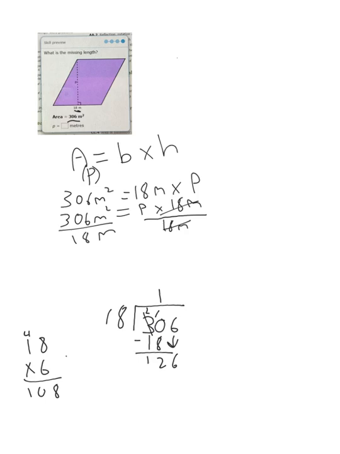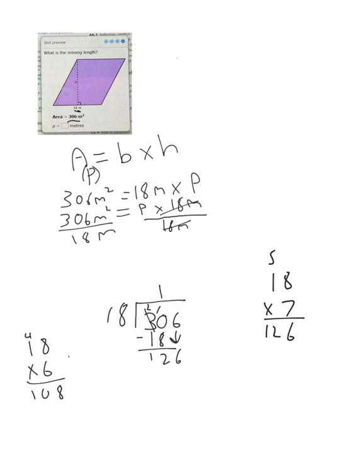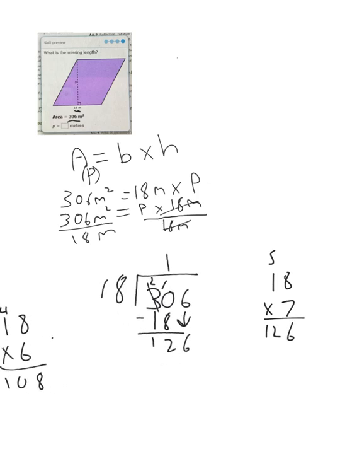Let's try 18 times 7. 7 times 8 is 56, 6 down, this looks good. 5 up, 1 times 7 is 7, plus 5 is 12. Okay, so we can take 7 out. 7 times 18 is 126, minus equals 0.